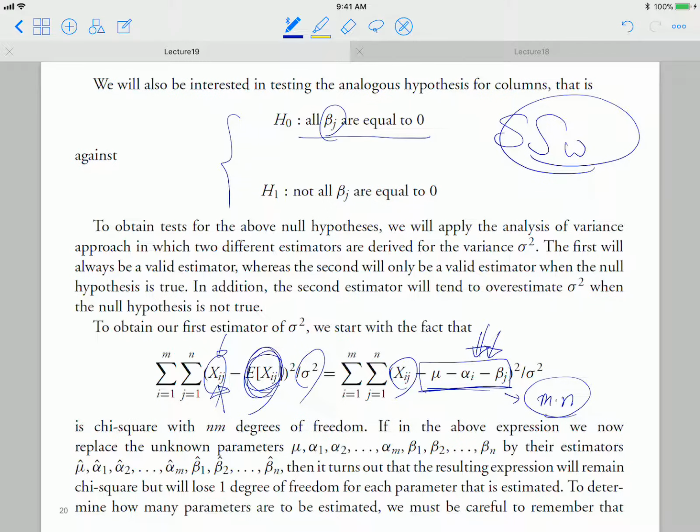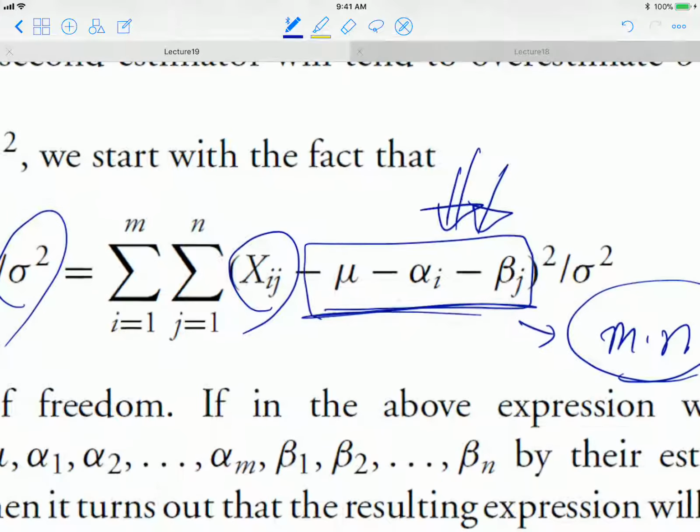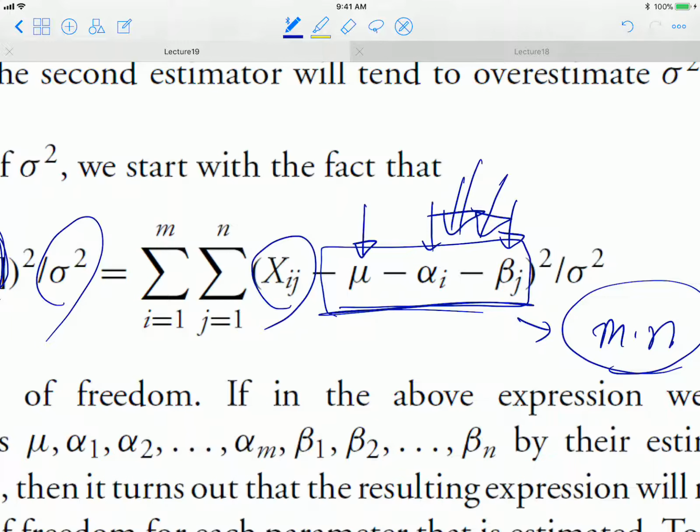Okay, and then now the next step was to replace the true parameter. These parameters are unknown, so we replace them with the approximate estimator that we obtained for these, right? So we plug in our estimator for mu and alpha i and beta j. Okay, so that is the first step, and then that will cause the decrease in the degree of freedom. And the question is, how much is the degree of freedom decreased?